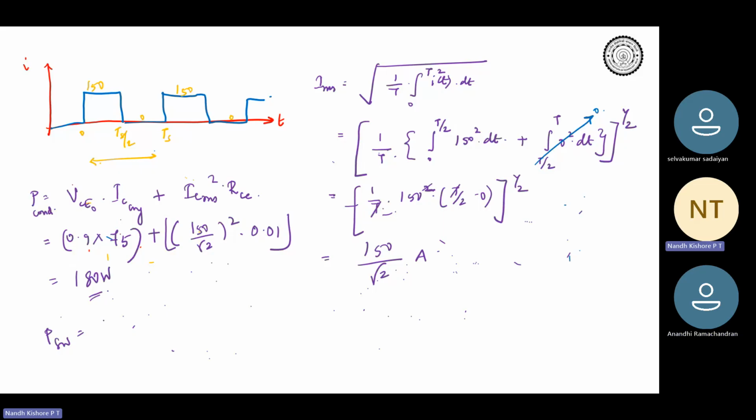Let's assume that the switching loss is somewhere around... let's say total should be 50 watts. So let me take that the switching loss is 70 watts. In that case, your total loss is going to be 180 plus 70, which is going to be 250 watts, right?